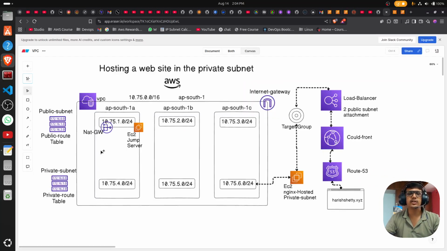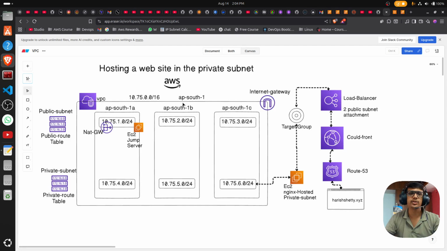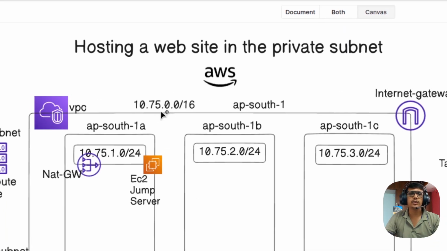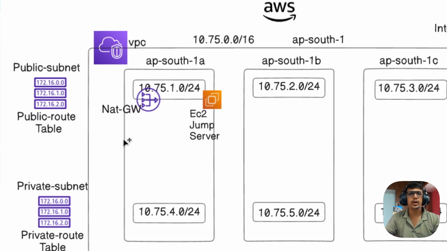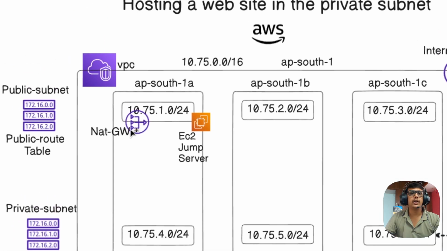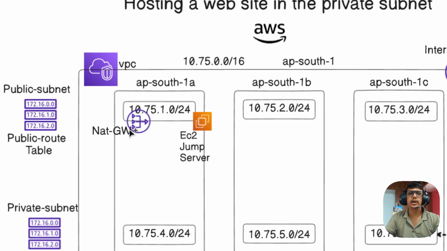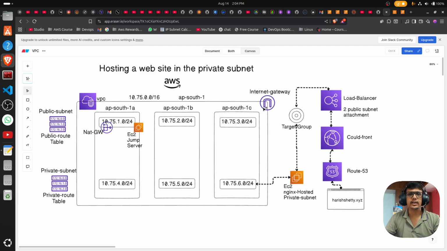Here you can see in the architecture we have one VPC in AP South 1, which is the Mumbai region, and this is the VPC CIDR. We have 3 subnets for public and 3 subnets for private, and I am going to attach one NAT gateway in one public subnet for the whole VPC. This is the architecture diagram.